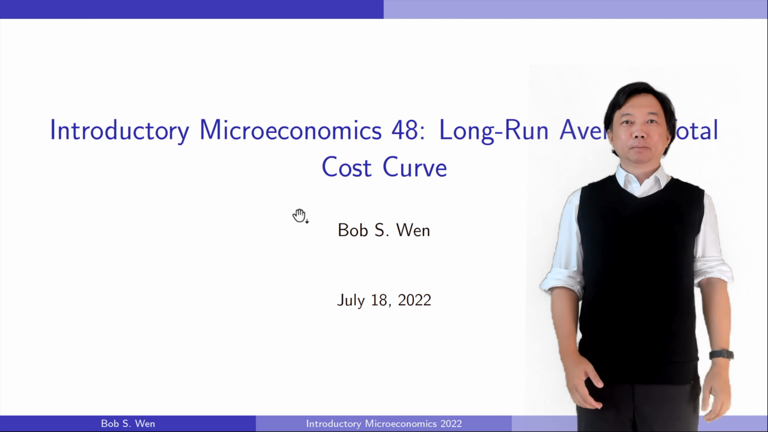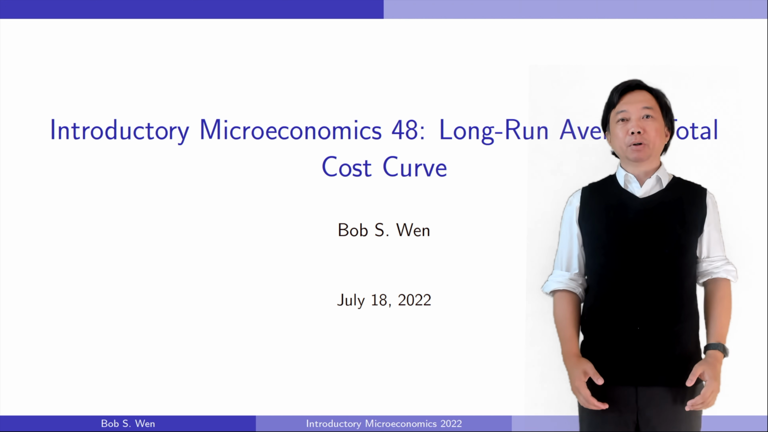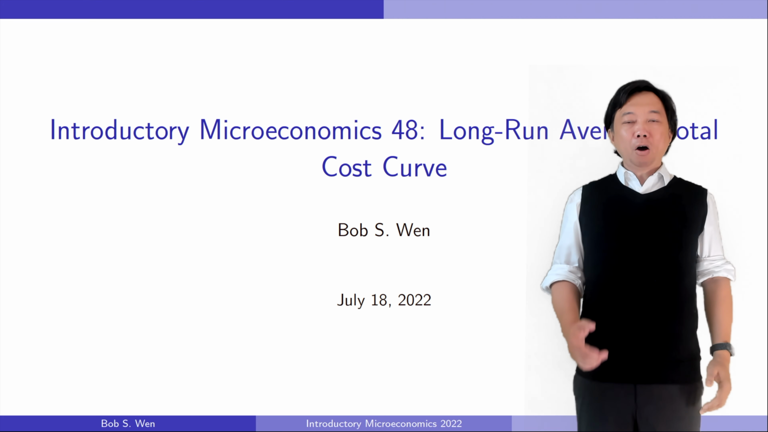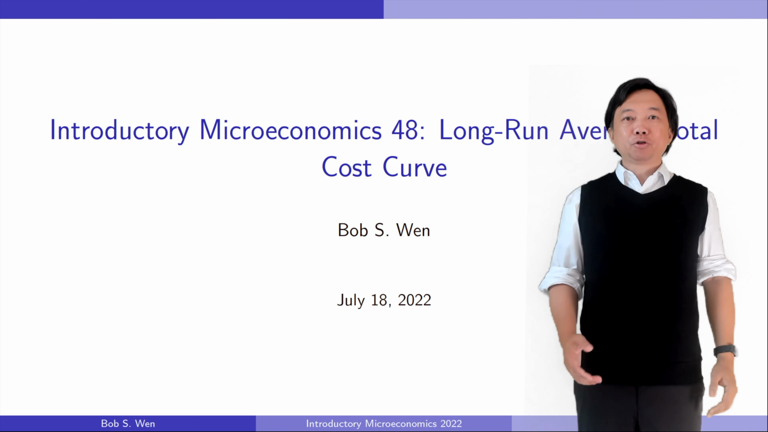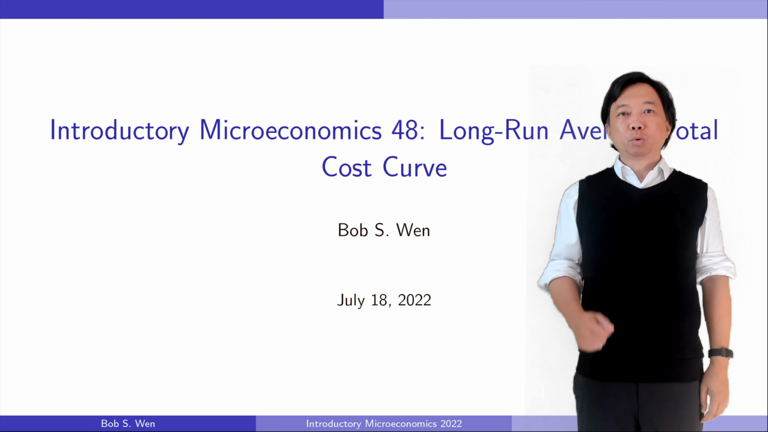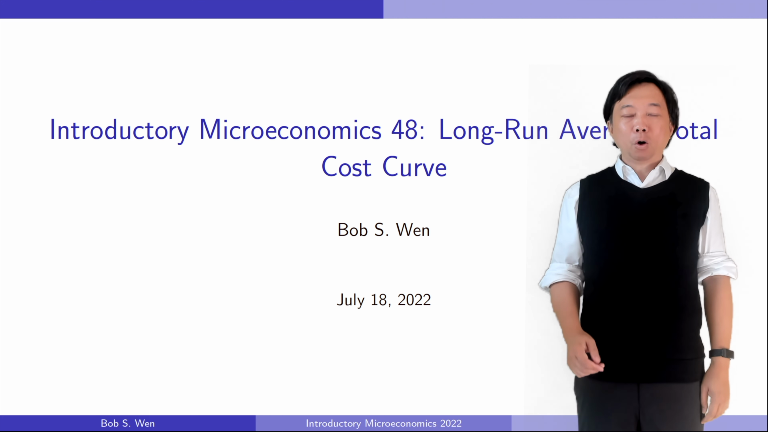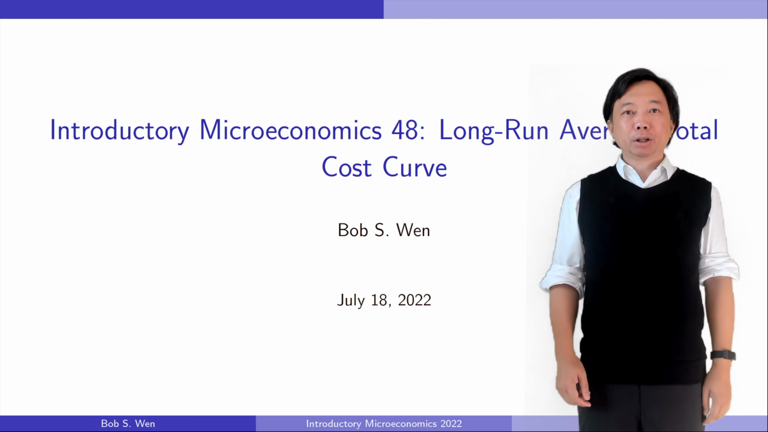Hi, I'm Bob. From previous videos, we know that labor is the only variable in the short run, while all other inputs are fixed. But in the long run, a firm can adjust all its inputs to keep its cost as low as possible. In our example of the ice cream firm, the firm can change its factory size or purchase more ice cream machines in the long run.